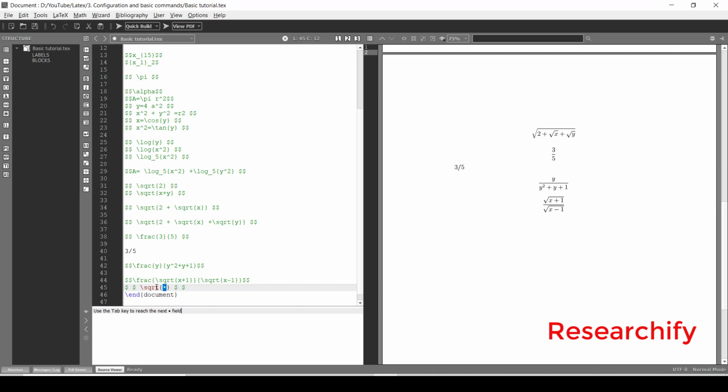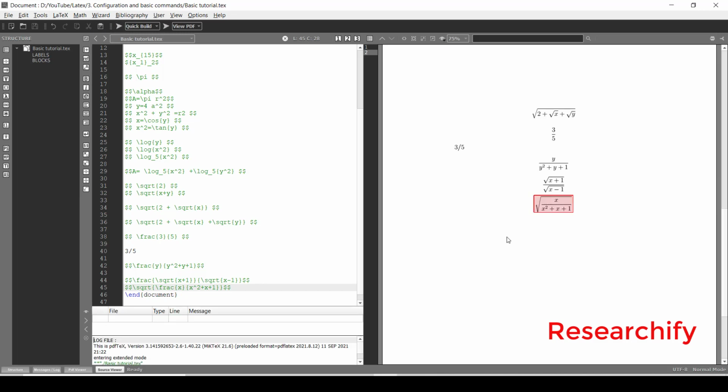In a curly bracket write frac, and in the first curly bracket write x, and in the second curly bracket write x to power 2 plus x plus 1. Now you can see the result here: under root x divided by x square plus x plus 1. So this is the fraction.